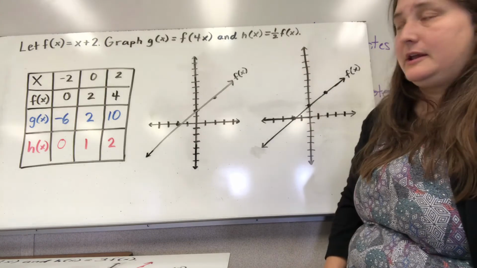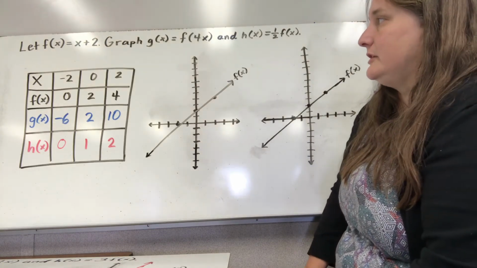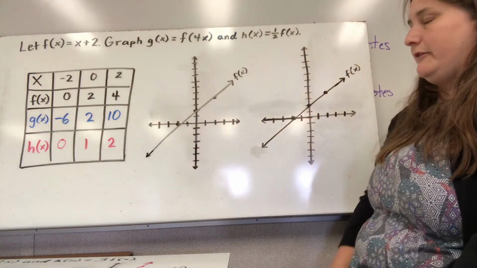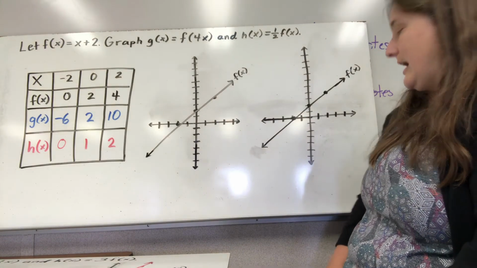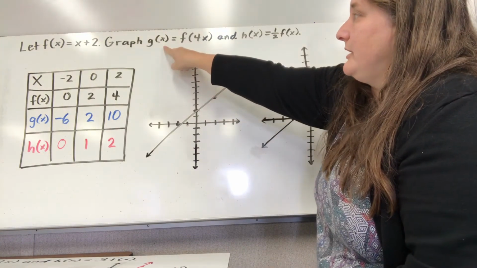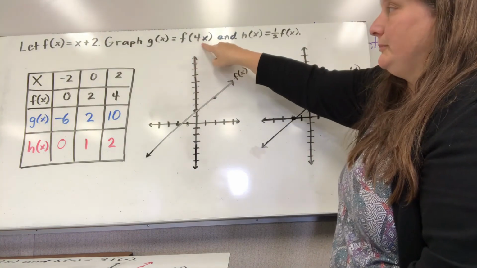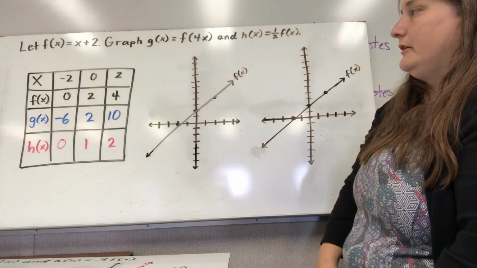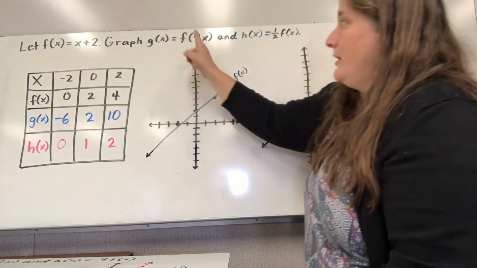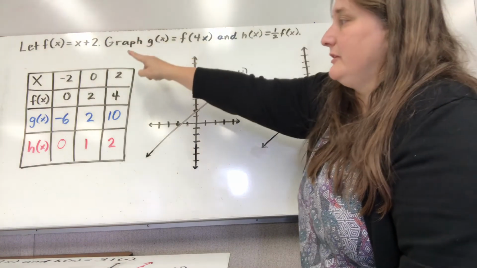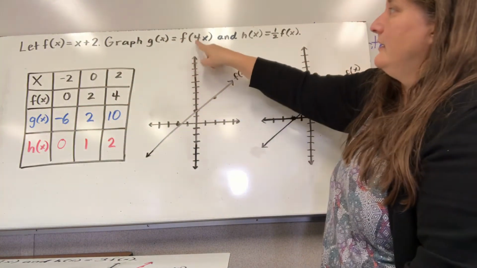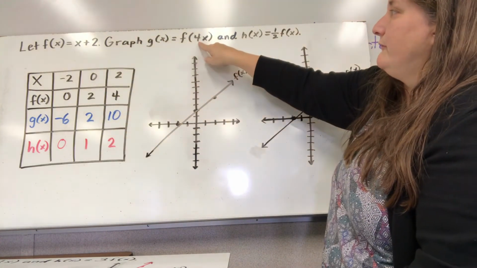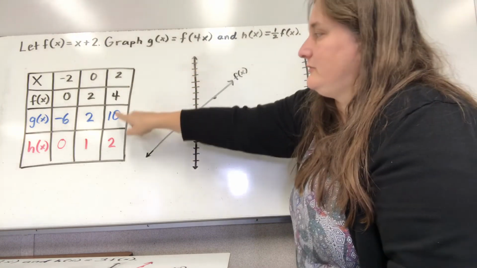So I started by plugging in some inputs. This time I picked negative 2, 0, and 2. I plugged them all into my parent function. I got my outputs, and I graphed my two parent functions on both of these graphs. Next, I went to my g of x, and I decided to multiply all my inputs by 4 before plugging them back into the parent function. So I took negative 2, multiplied it by 4, I got negative 8, and negative 8 plus 2 gave me negative 6. So 4 times 0 was 0, 0 plus 2 gave me 2. 4 times 2 was 8, 8 plus 2 gave me 10.